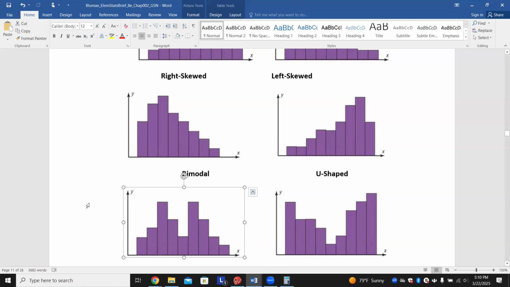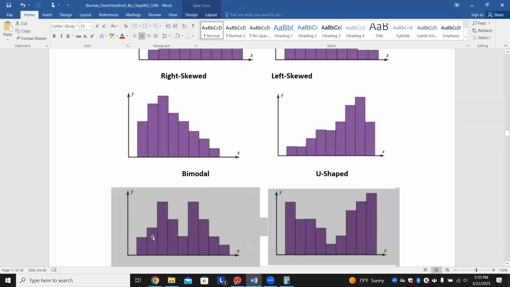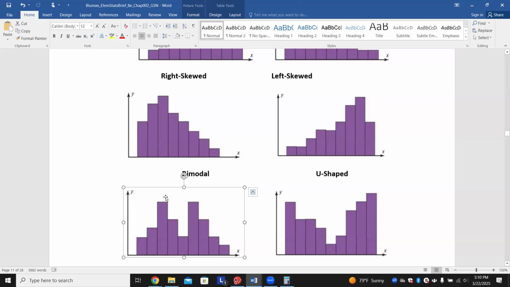A bimodal graph is just a thing with two high points. So it's bimodal, right? Bimodal because it has two high points. U-shaped data literally just makes a U inside the graph.